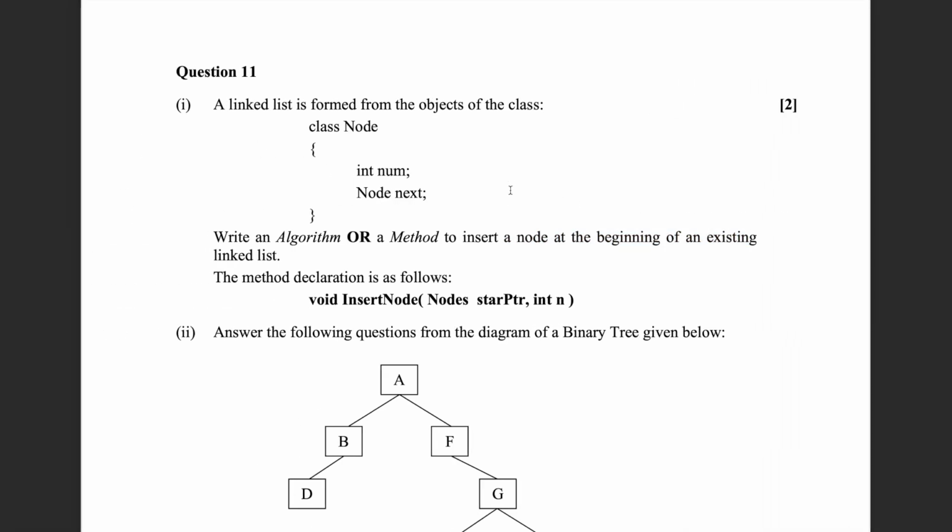So this is the question, and you are given a class node which has an int num and a node next, and you have to write an algorithm or method to insert a node at the beginning of an existing linked list. The method declaration is something like this. Obviously this is node and not nodes, because node is the name of the class here. So I'm going to write a method void insert node that takes the start pointer, the head of a linked list, and inserts this value n to the front of the linked list.